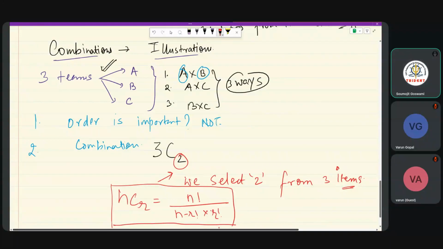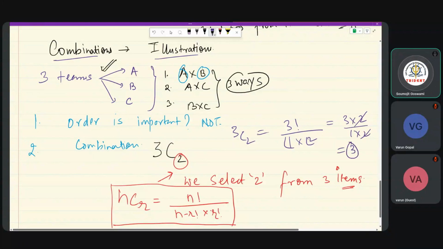Now, if I have to do this quickly, that is 3C2: factorial n minus r is 1 and this is 2. This is 3 into 2 over 1 into 2. 2 cancels, this is 3. Now, this is way too much mathematical.